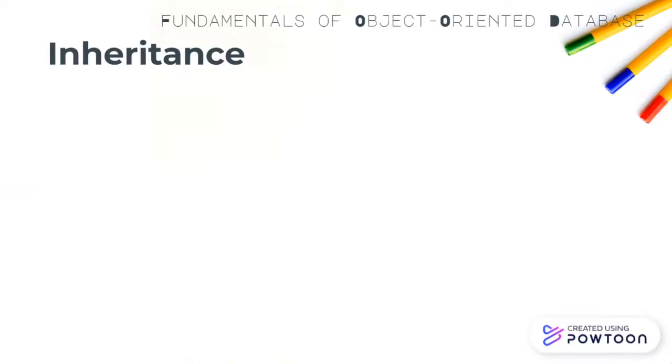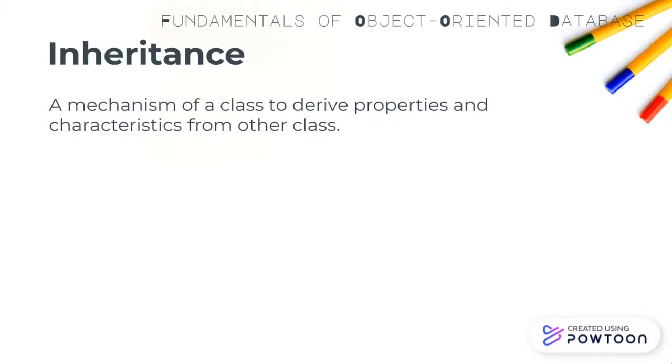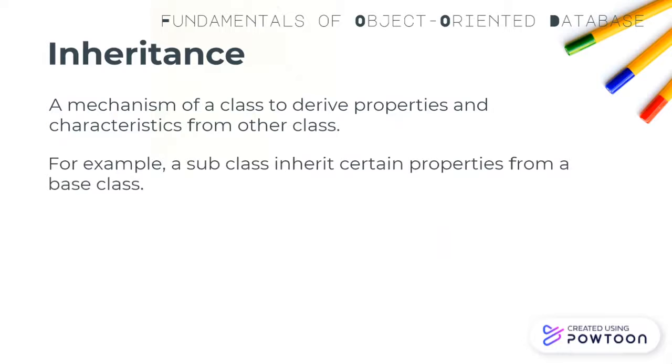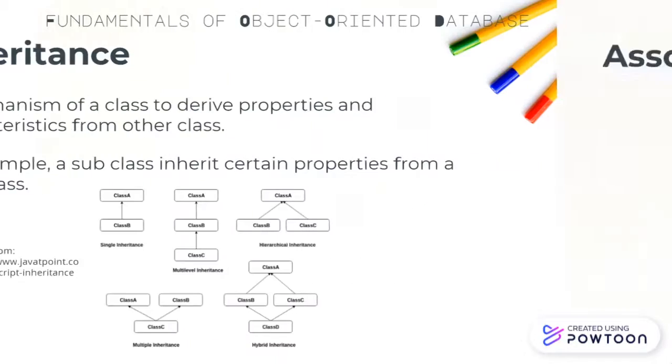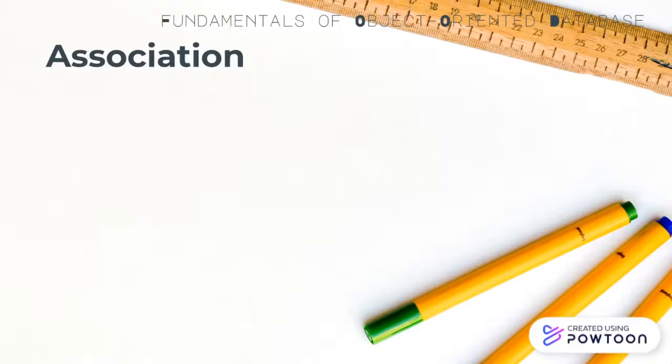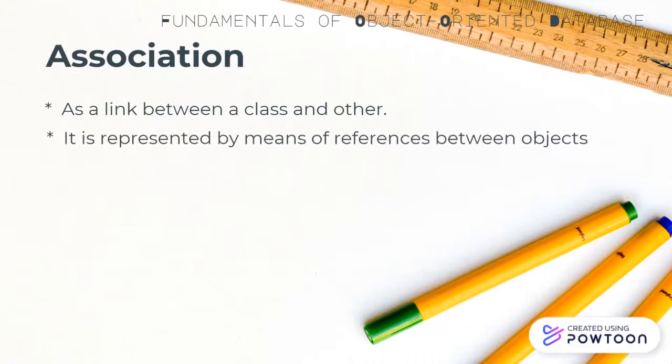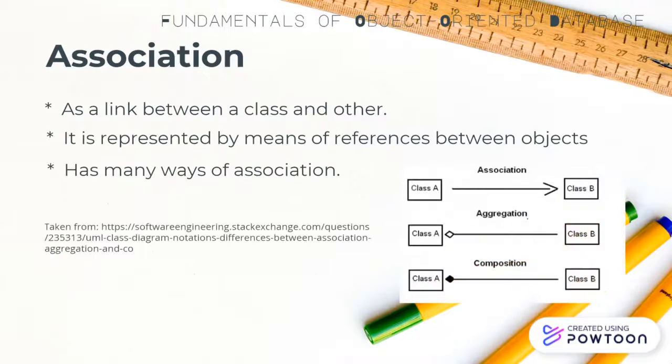Second, inheritance. Inheritance is a mechanism of a class to derive properties and characteristics from another class. For example, a subclass inherits certain properties from a superclass. Third fundamental is association. Association acts as a link between one class and another. It is represented by means of references between objects. It has many ways of association. The examples are association, aggregation, and coupling.